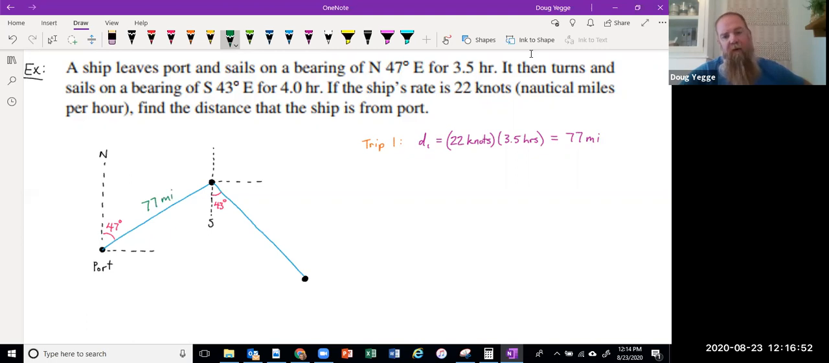And then I've got to figure out what the second distance is. So let's call that trip 2. And we could see that in that case, his speed is 22 knots, but now he's traveling for 4 hours. So now I know that 22 times 4 is 88. Okay, so we could fill in 88 miles over here.